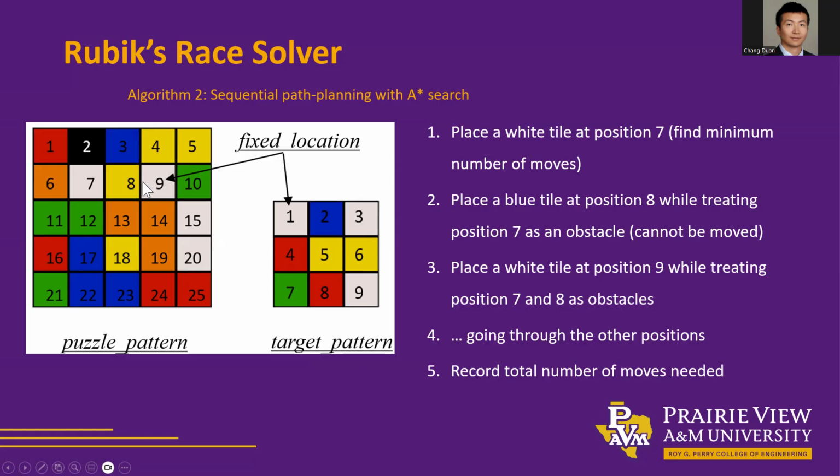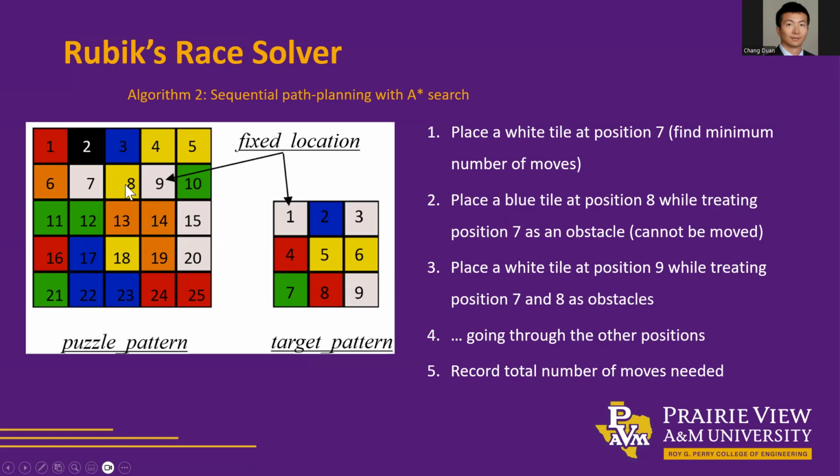at 8. However, we're going to keep 7 as an obstacle. So 7 will not be moved, right? Because it's already in the correct location. So that's the second position, right?